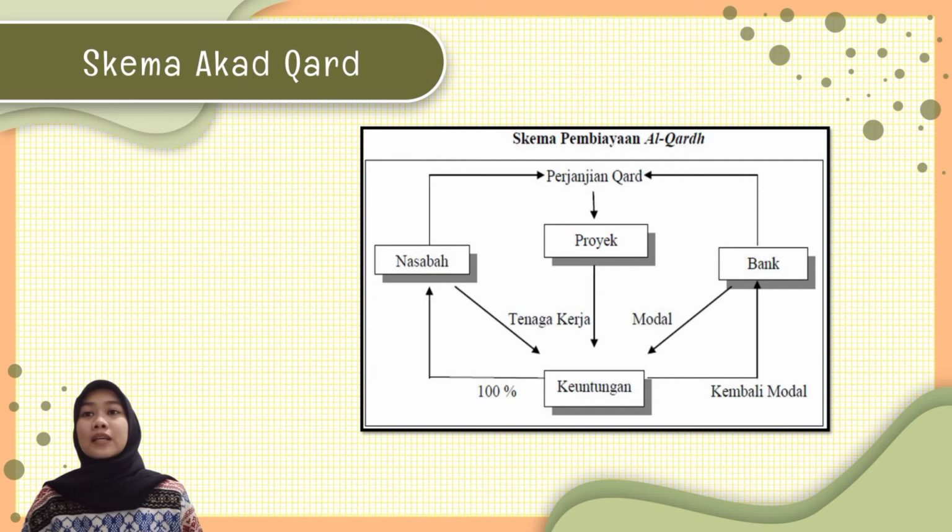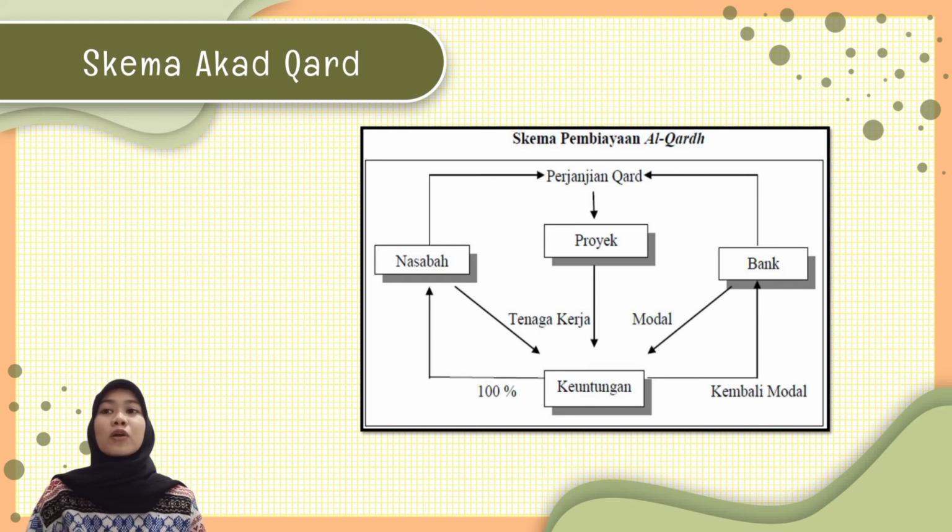The muqtarid customer submits a loan request to the mukrid using a qard contract. The loan is a loan for business capital managed by the customer. The customer or muqtarid runs the capital for a business. After getting business profit, the customer returns the business capital he borrowed. The profits earned from the customer's business are 100% for the customer himself.